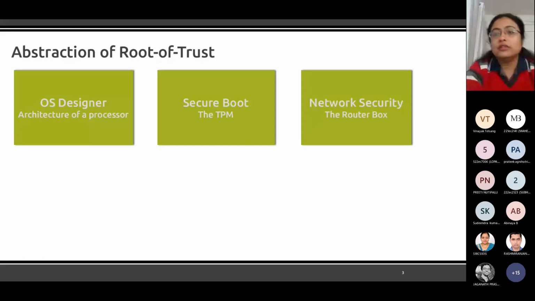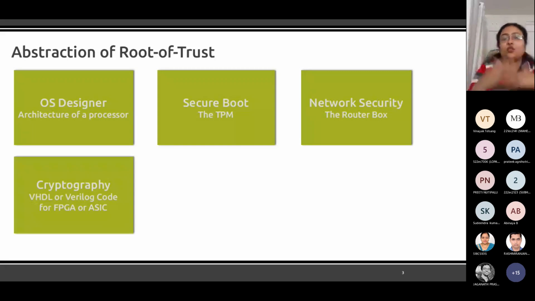Now, somebody who is working on network security, suppose somebody is making a firewall. What it has to trust is that nobody can tamper with the routing rules it writes in the router box. Suppose I am not allowing a port to accept any HTTP GET request, but if somebody has access to that routing table and makes that port open, then the network will be vulnerable.